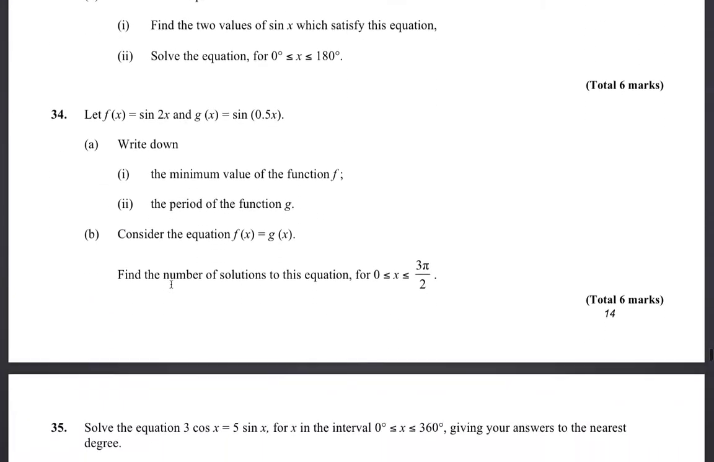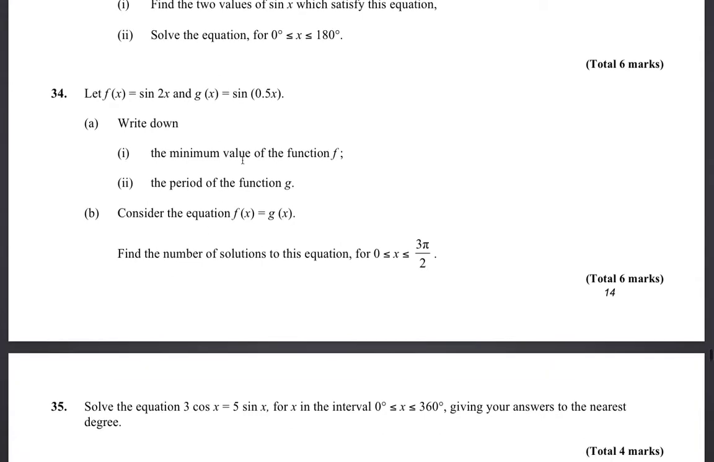Let f of x equal to sine 2x and g of x equal to sine 0.5x. Write down the minimum value of the function f, and that is very simple. For sine 2x, the minimum value is -1. And write down the period of the function g. So you can find the period by dividing 2 pi by 0.5. So it is 4 pi.